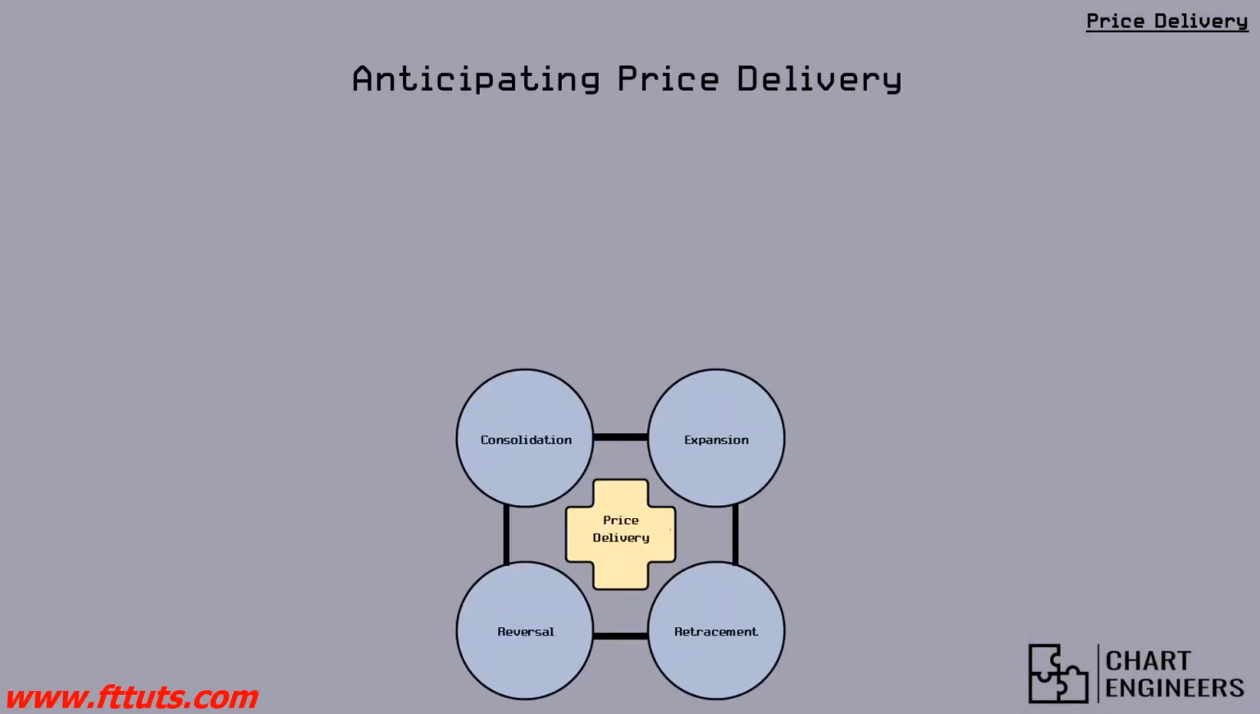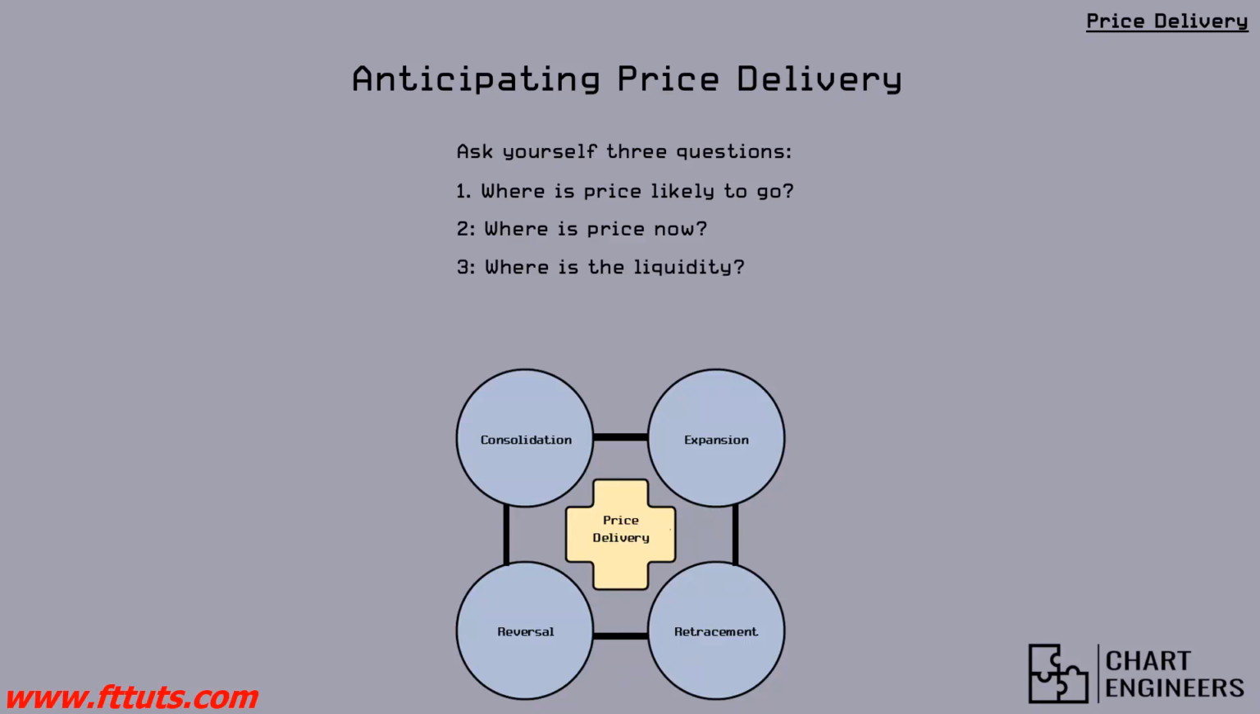Anticipating price delivery. As a trader, it's an essential skill to understand how you can anticipate the different types of price delivery. To anticipate price delivery, it's important to ask yourself 3 different questions, because these questions can help guide you through the thought process behind the anticipation of price delivery. Question number 1, where's price likely to go? To be able to answer this question, you have to have a good understanding of how market structure works. Question number 2, where's price now? And question number 3, where's the liquidity? And also for this question, you have to understand how liquidity works.